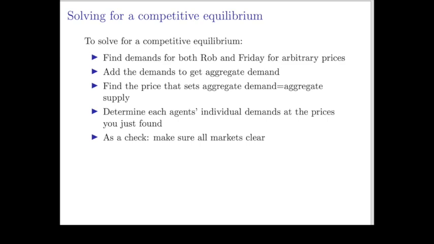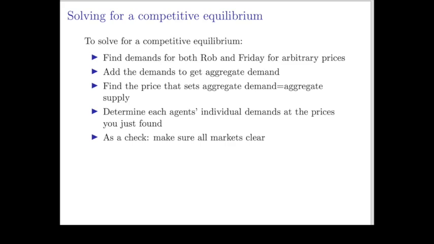Let's do an example where we solve for the competitive equilibrium. Remember, the steps here to calculate the competitive equilibrium are to first calculate the demands for both Rob and Friday for arbitrary prices. So take any arbitrary prices PA and PB, the price of apples being PA, the price of bananas being PB. Find the demand for apples for Rob and find the demand for bananas for Rob, and do the same thing for Friday.